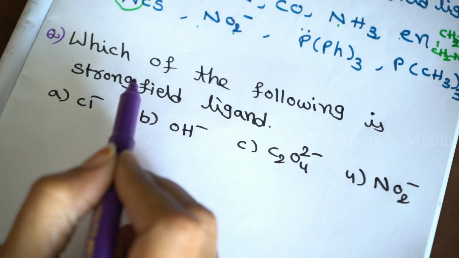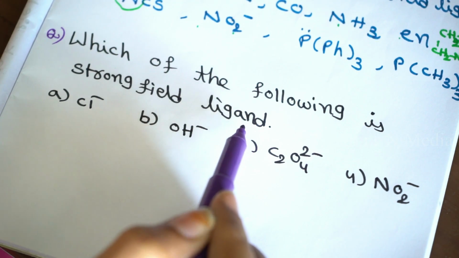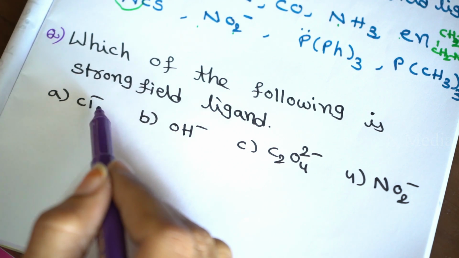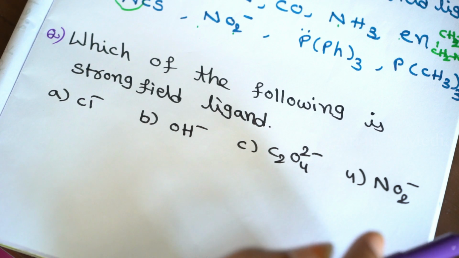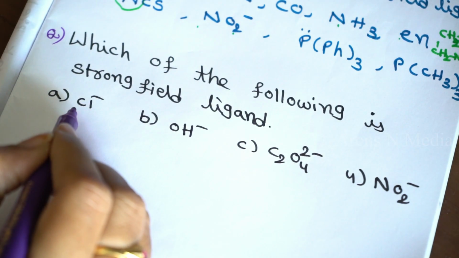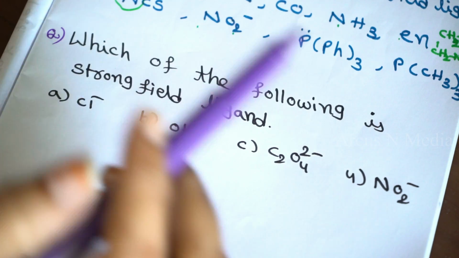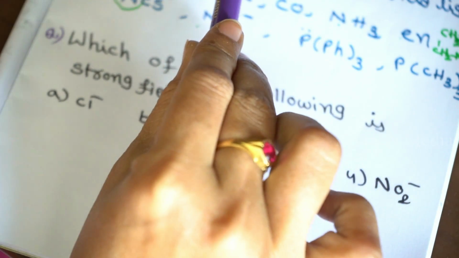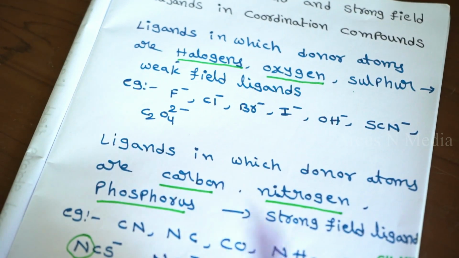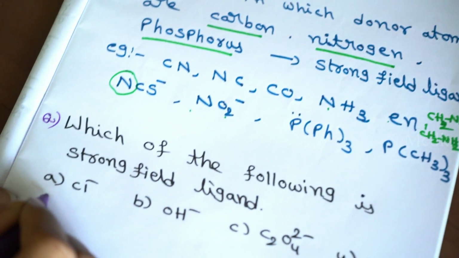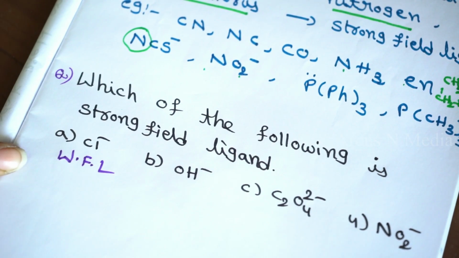Students, let us see a question. Which of the following is the strong field ligand? The given options are chloride, hydroxide, oxalate and nitro. So Cl minus, will it act as weak field or strong field? Let us see. What are the weak field ligands? Halogens. So halogen is a weak field ligand. So Cl minus is a weak field ligand.